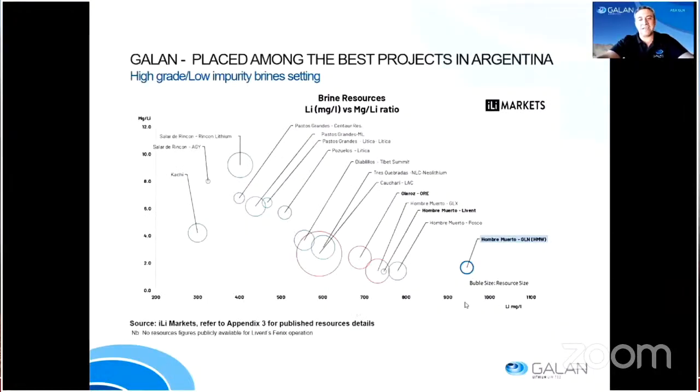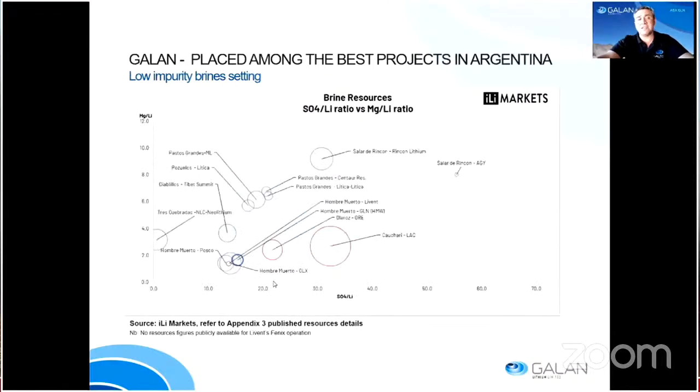So why Hombre Muerto? Hombre Muerto West is showing that it has the highest grade of brine in Argentina with the lowest level of impurities in terms of magnesium to lithium. If I show you the next slide, it combines the two impurities. So you want to be as low as possible, as close to zero as you can. This is part of our presentation. You can go and have a look at your own leisure, and I'm happy to answer questions down the track.